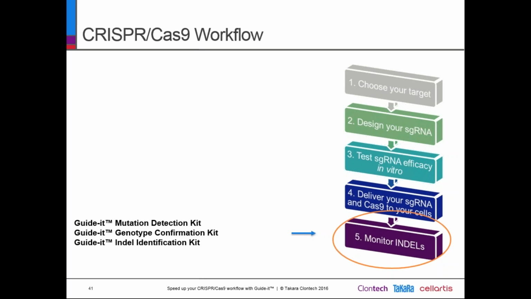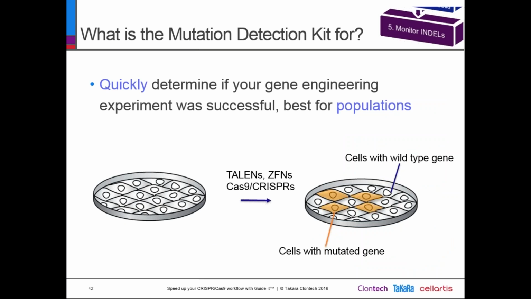Okay, so now the last step in the workflow is, of course, to monitor downstream of the gene editing experiment whether your gene editing has been successful. And here I would like to present you 3 different tools which can be used. These are the mutation detection kit, the genotype confirmation kit, and the indel identification kit. So let's start with the mutation detection kit.